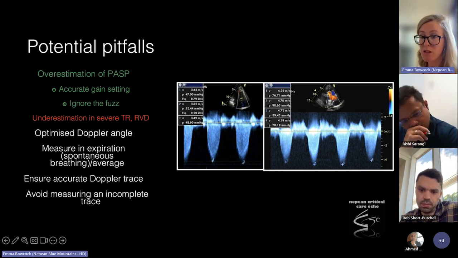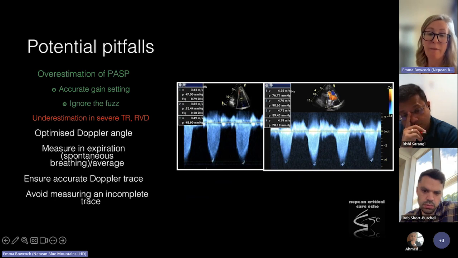We're going to be using the chin, not the beard. So you wouldn't measure down here like we've done here. You'd put the gain down a bit and you'd measure from here. So chin, not the beard. As you've mentioned, you're going to underestimate it in some scenarios.